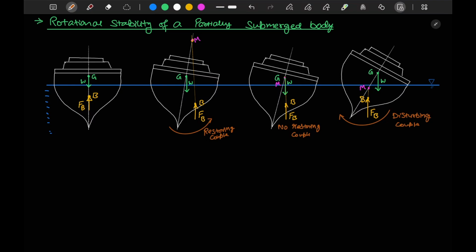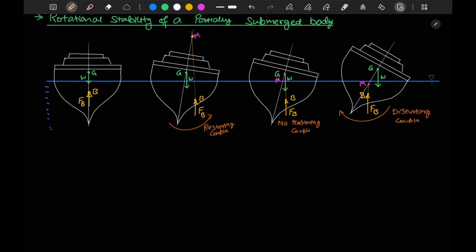If I want to say what the type of equilibrium is in these figures, I can say that this system is in stable equilibrium. Here this system is in neutral equilibrium, and this system is in unstable equilibrium.